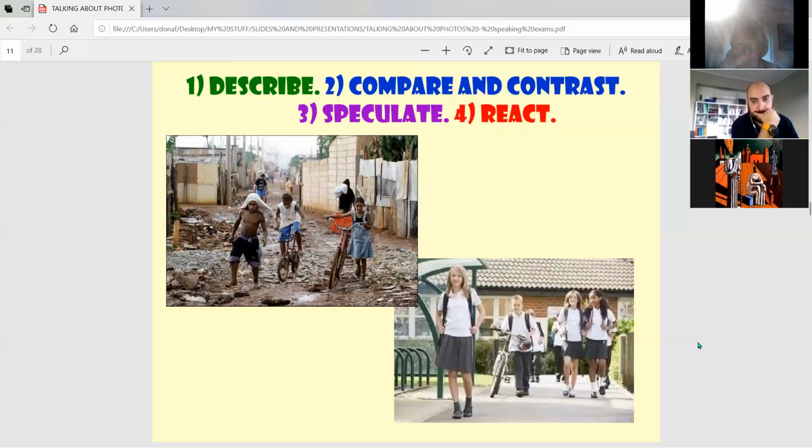But in the right one, there are some people going to school, and they look like they are going to some kind of private school because they have uniforms and they look kind of wealthy. There were some similarities, like the age of these people is probably similar. Also, the fact that in both groups of people they have bicycles.